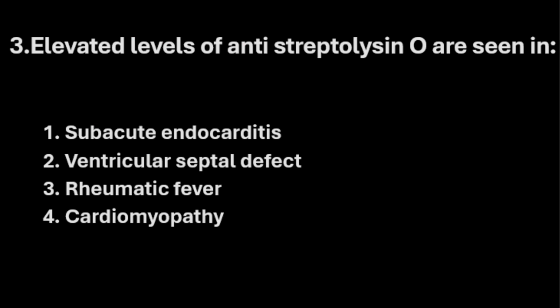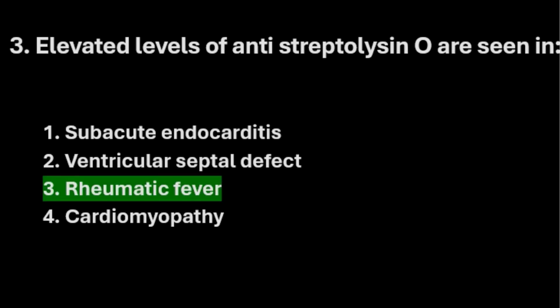Next question. Elevated levels of anti-streptolysin O, ASO, are seen in option 1 subacute endocarditis, option 2 ventricular septal defect, option 3 rheumatic fever and option 4 cardiomyopathy. Let us go to the right answer. The right answer here is option 3 rheumatic fever.